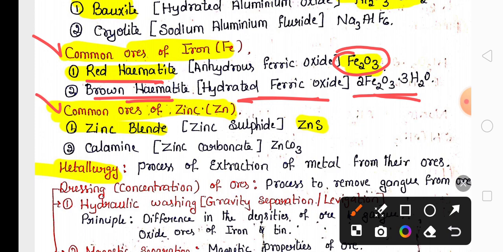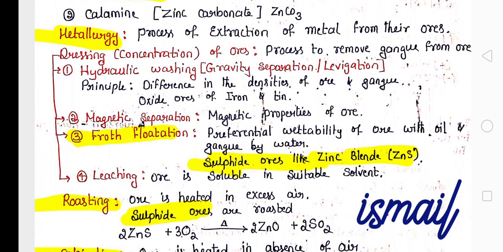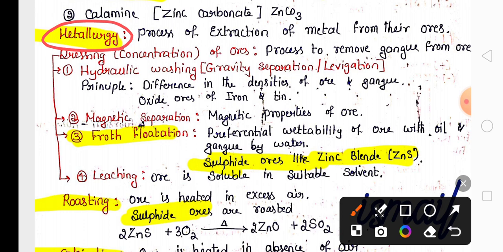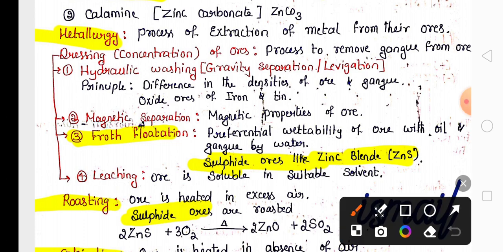The common ores of zinc are zinc blende and calamine. Zinc blende ZnS, zinc sulfide, and calamine ZnCO3, zinc carbonate. And you need to remember the definition of metallurgy. Metallurgy is a process of extraction of metal from their ores. During the metallurgy process, the first step is dressing or concentration of ore, and in this step there is a removal of impurities from the ore, removal of gangue from the ore.